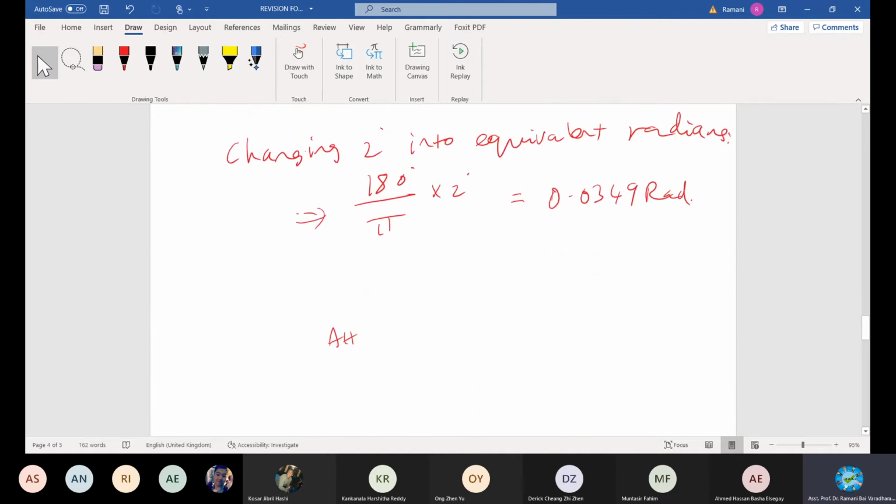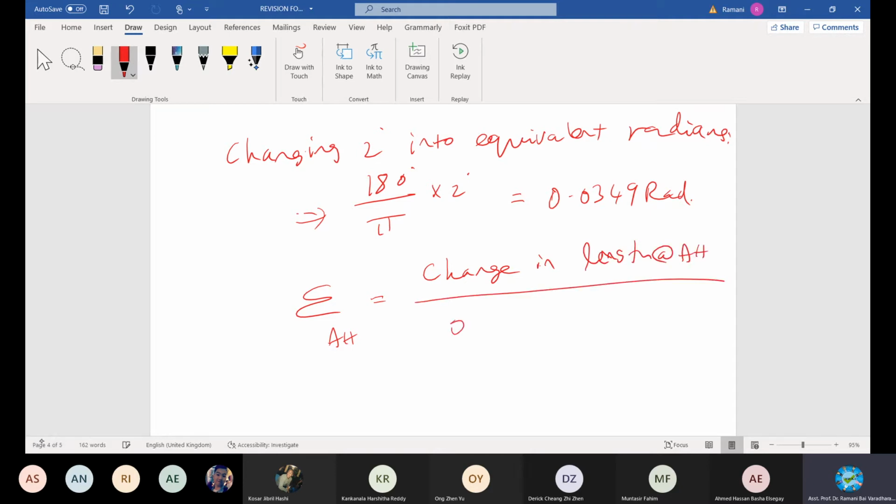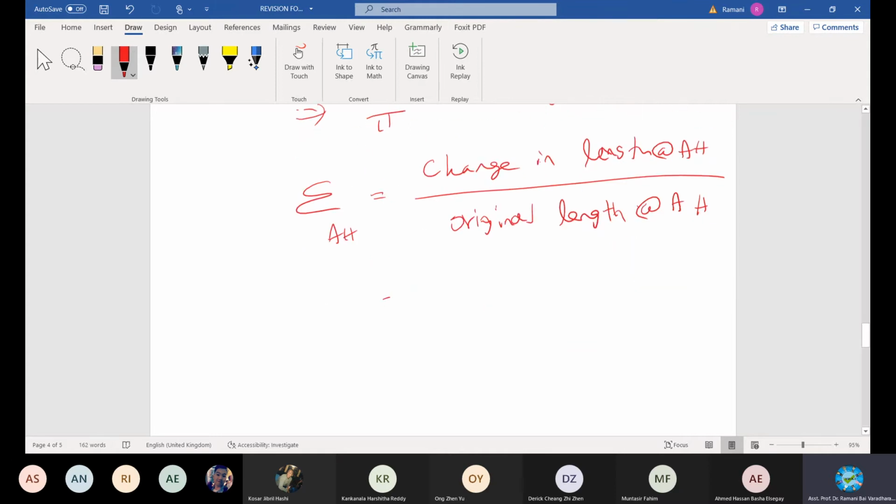Okay, same way I can write. Strain at AH is equal to change in length at AH divided by original length at AH. I don't write for everything; you have to remember, okay? So you repeat the formula everywhere for all the 3 points.